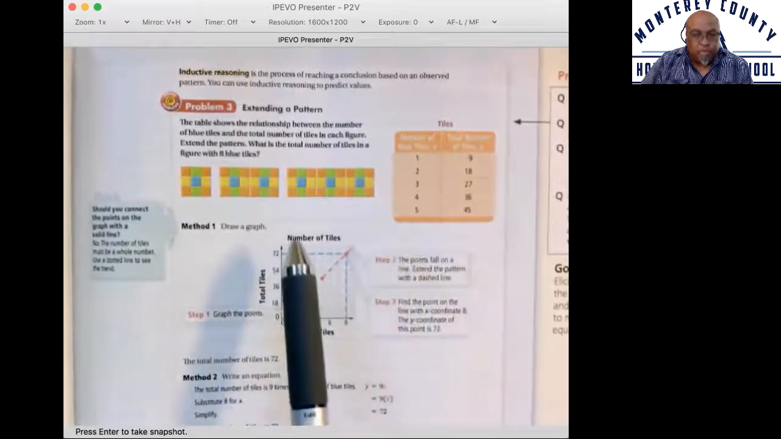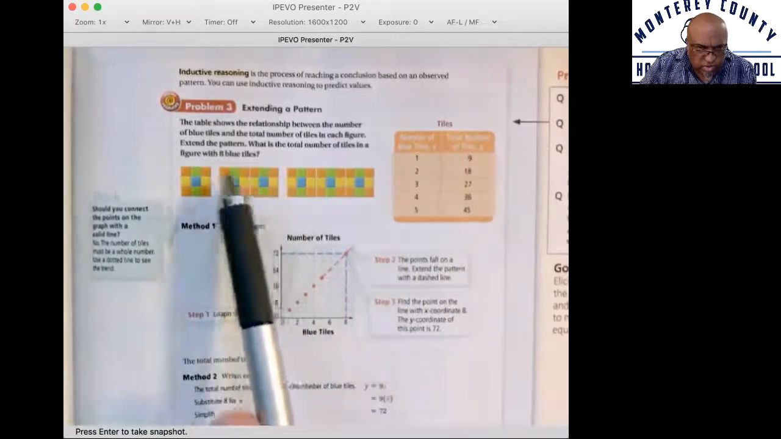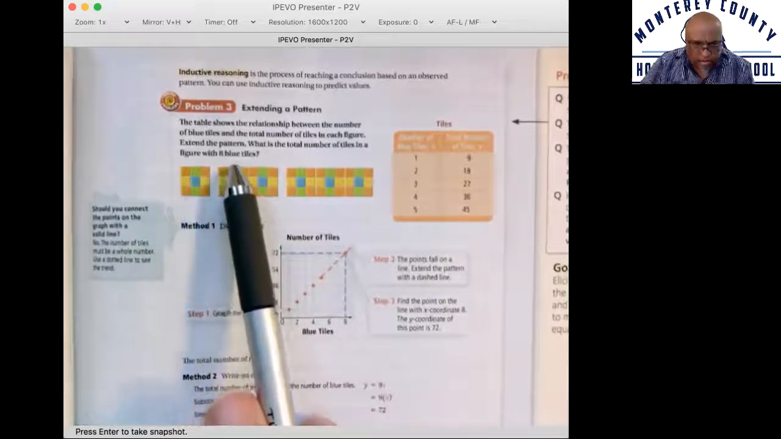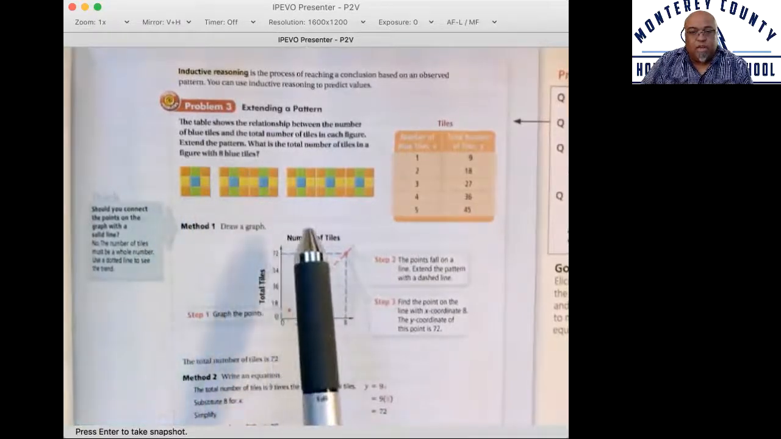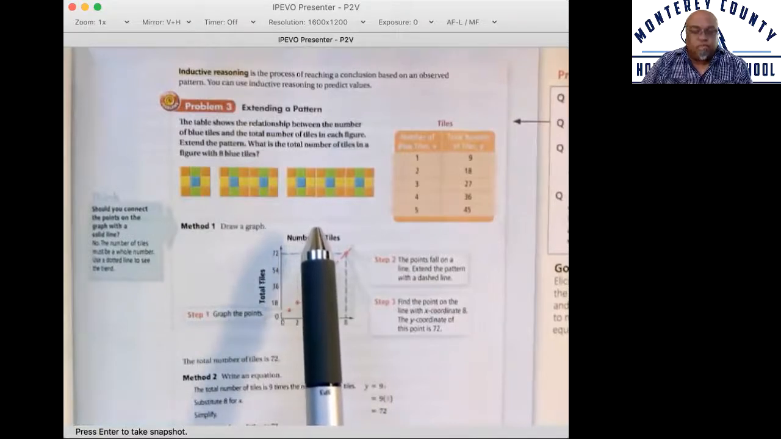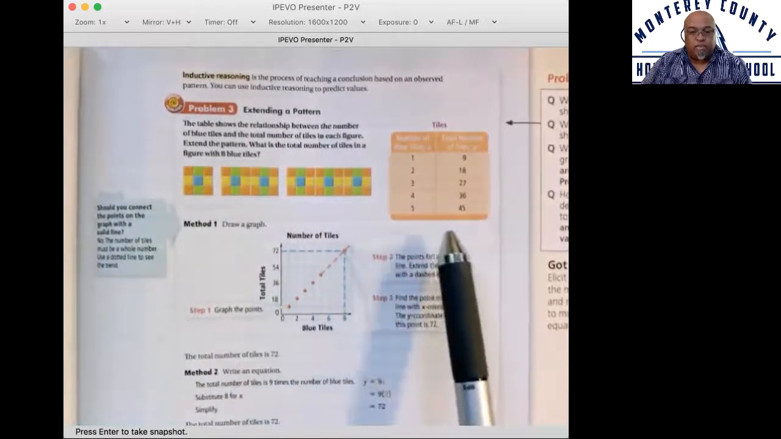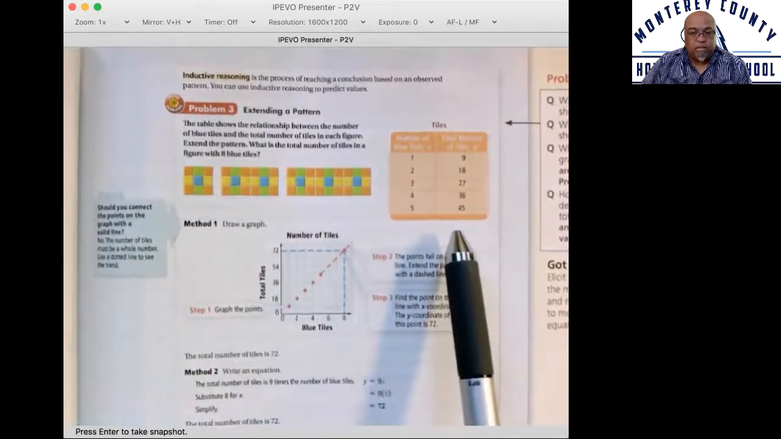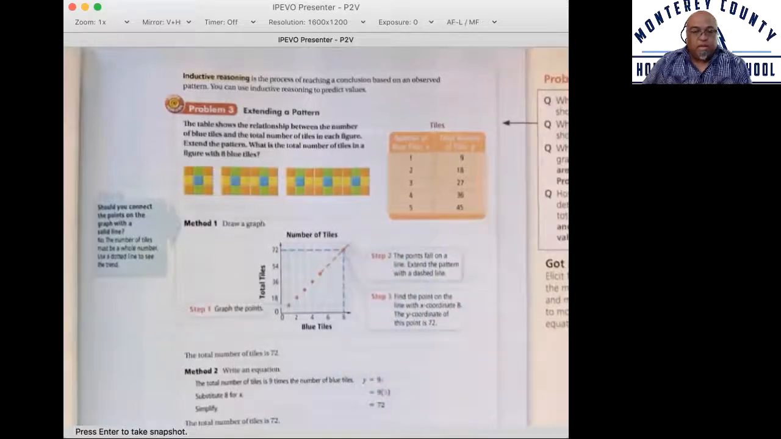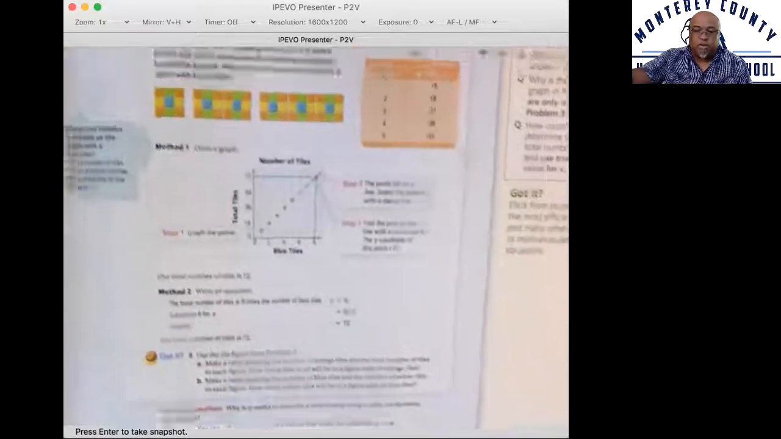So the question was, what would the figure be with 8 blue tiles? So 8 blue tiles would mean 8 times 9. 8 times 9 is, let's see, Hector, 72. You're correct. Very good. So there would be 72 tiles if there was 8. And you can go further down the page and you can see that answer.